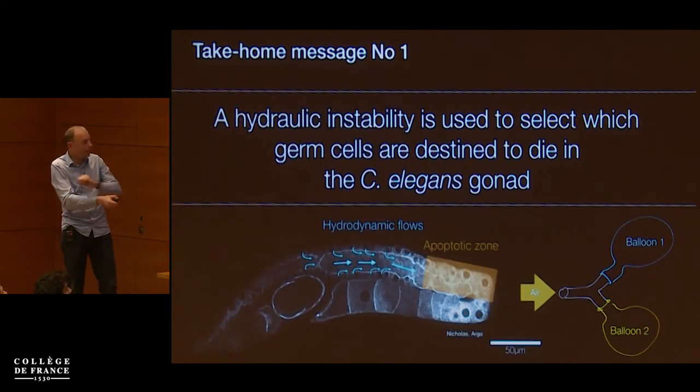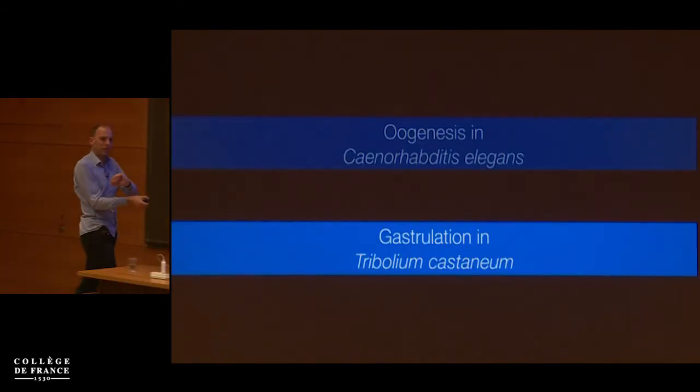All right, that's my first take-home message. Hydraulic instability is used to select which germ cells are destined to die in the C. elegans gonad. Okay?